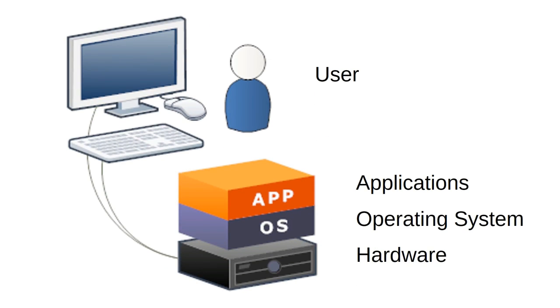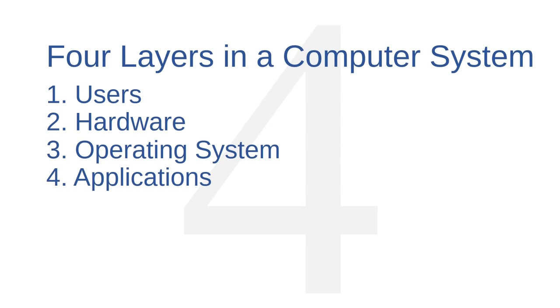We might imagine 4 layers in a computer system: the user, the hardware, the operating system, and the applications. I'll discuss all 4 of these layers and describe how they interact.